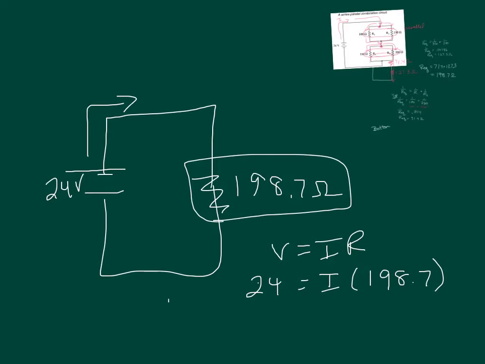So 24 divided by 197.8 comes out to 0.12 amps. Okay, and we will use that later, but not today. But that's why we're trying to find these equivalent resistances, is we're trying to get that current from the battery. So let's try one more.